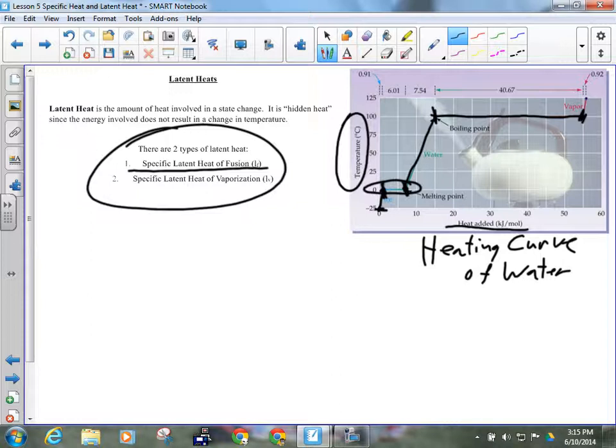And what's the snow doing? Well, first it's increasing to 0. That doesn't take very much energy. It's the actual melting of the snow that absorbs that much energy. Everybody with me there?